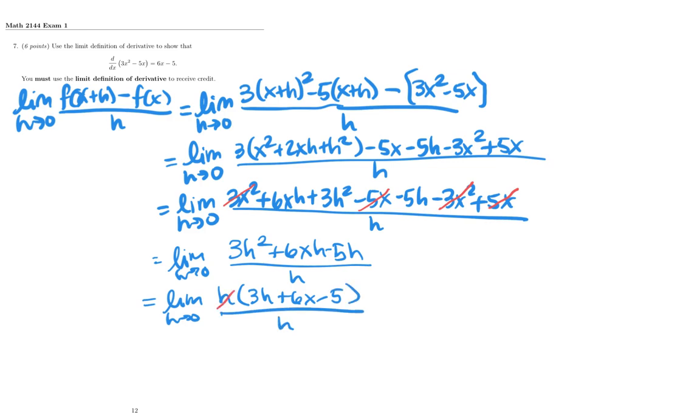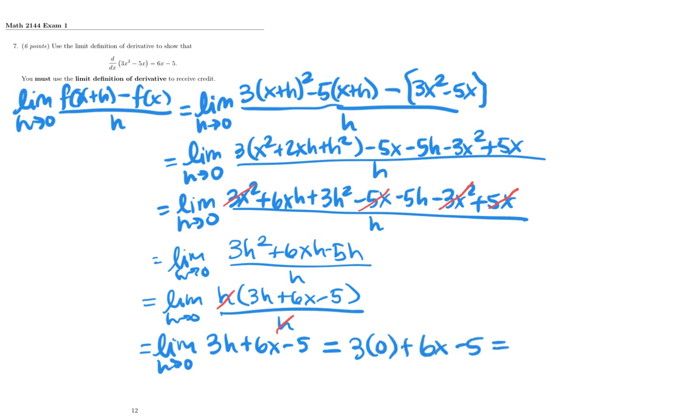Now h divided by h, that divides to make 1. So what we're left with is the limit as h goes to 0 of 3h plus 6x minus 5. Now I'm at the point where I can take that limit because I don't have that h going to 0 in the denominator anymore. So now I can go ahead and plug in 0 for h, and that gives me 3 times 0 plus 6x minus 5, which reduces to 6x minus 5, which is what I was going for. So we're done there.